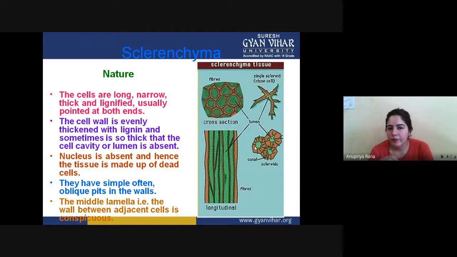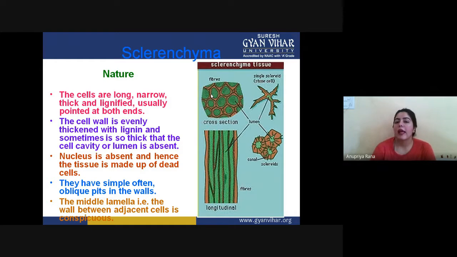They are long and narrow. Narrow means the lumen, this is called the lumen, is narrower in the case of sclerenchyma, and the cells are usually pointed at the ends. When the cell gets to an end, it is mostly pointed. Their cell walls are all lignified. In collenchyma, they have lignification at only several points. They do not have the entire wall deposition.